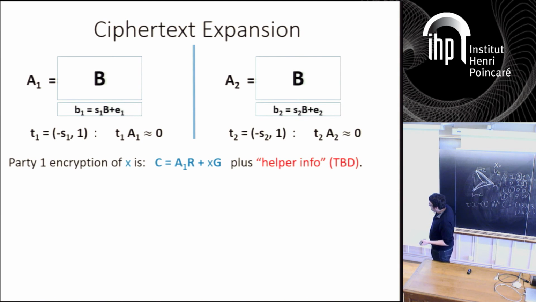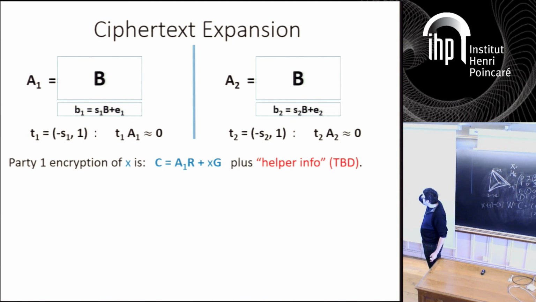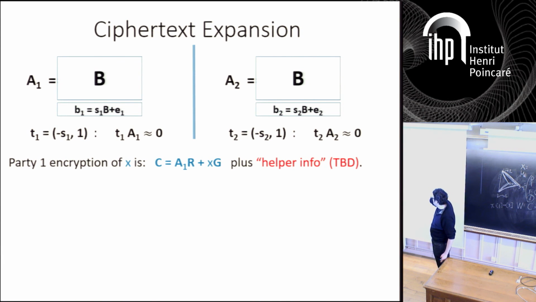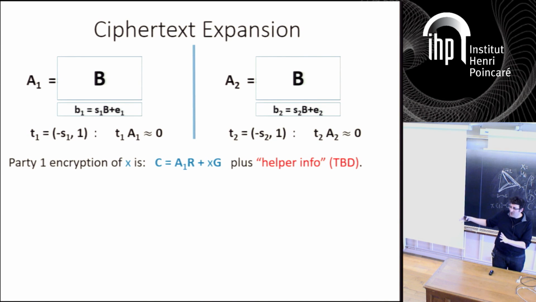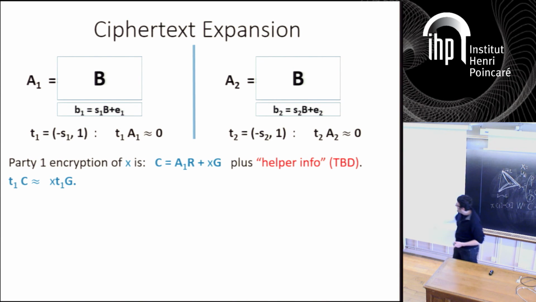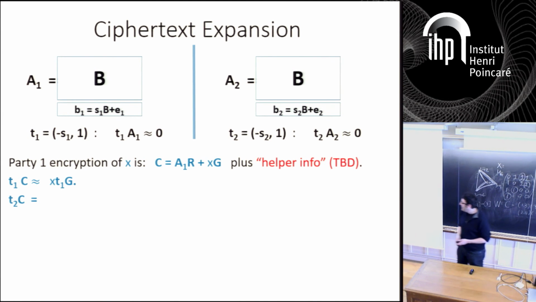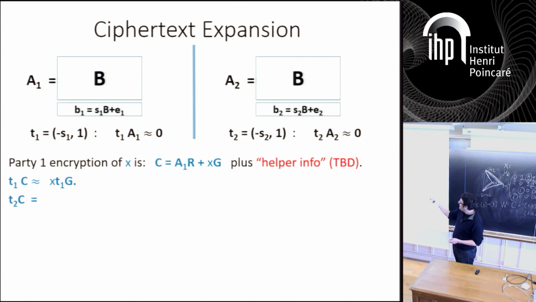And the way we're going to do this is that each party's encryption, let's say the party 1 encryption of a bit x, is going to be a ciphertext of this form, plus some additional helper info that I'll tell you about in a little bit. That'll be useful. And remember, it satisfies this property. This was the main decryption property that ciphertexts satisfy, right? So this is what happens if you try to decrypt C with T1. What happens if you try to decrypt C, the ciphertext of party 1, with T2, the secret key of party 2? That's a strange thing to do. You're decrypting one party's ciphertext with the wrong secret key. Why would you do it? But let's see what happens.